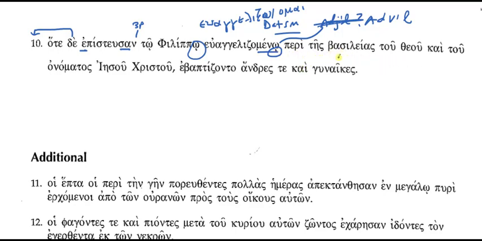What's that mean? Concerning the kingdom of God. Kai tou onomatos Iēsou Christou. And, yeah, this is continuing the object of the preposition peri. Peri plus one genitive noun and another genitive noun. Concerning this and that, right? So concerning the kingdom and the name of Jesus Christ. Now, all of this is part of the hote clause.